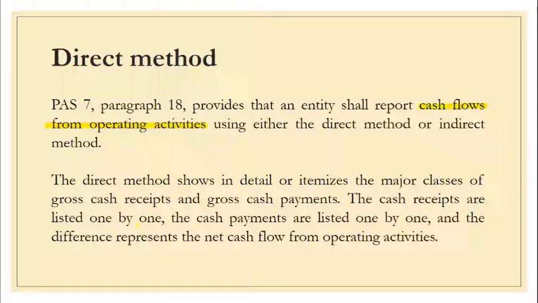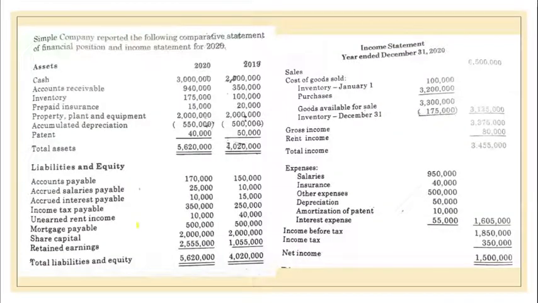To further understand it, let's have this example. So, you are given the statement of financial position for 2019 and 2020. So, you have here 2019 and 2020. And you also have your income statement. Now, you are asked to find the net cash provided by your operating activities.